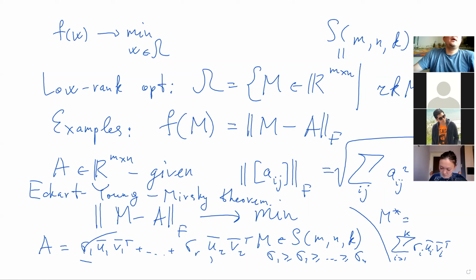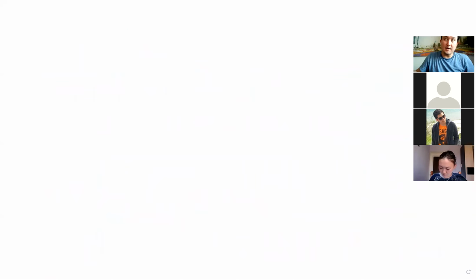Now, this is not the only case of low rank optimization problem. Another case is so-called robust PCA. Actually, it's called not robust, sparse PCA.